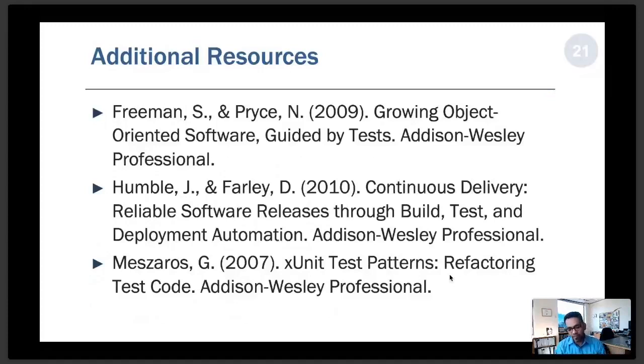And finally, the third book is xUnit Test Patterns, which gives you a catalog of different patterns you can use when you're automating tests. It has a long discussion about test doubles, mocks, stubs, all those kinds of things, and other things you may want to use depending on the problem you have for automated tests.